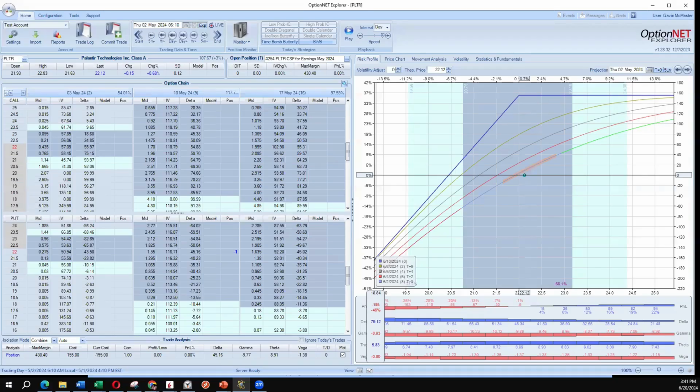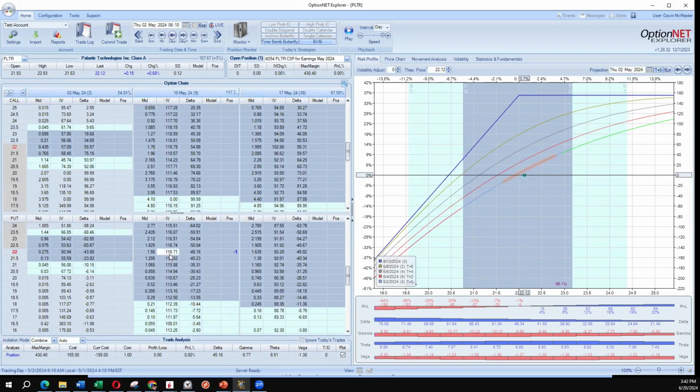So I've loaded the original position up into OptionNet Explorer, which is awesome for back testing or tracking trades. It was the 2nd of May was the trade entry. It was actually 1st of May in America. This is sort of Australian time, so just at the market close. And we looked at selling the 22 strike put. Stock was trading at 22.12.